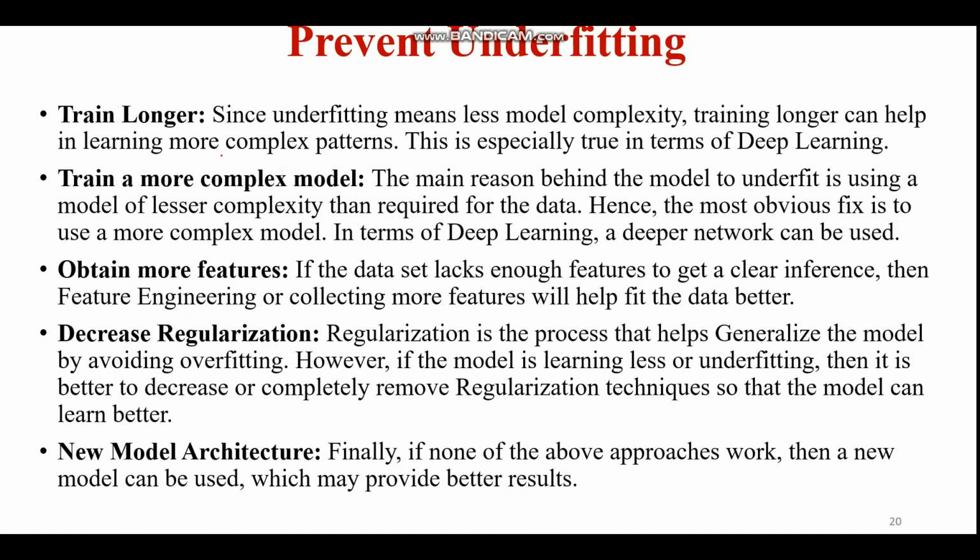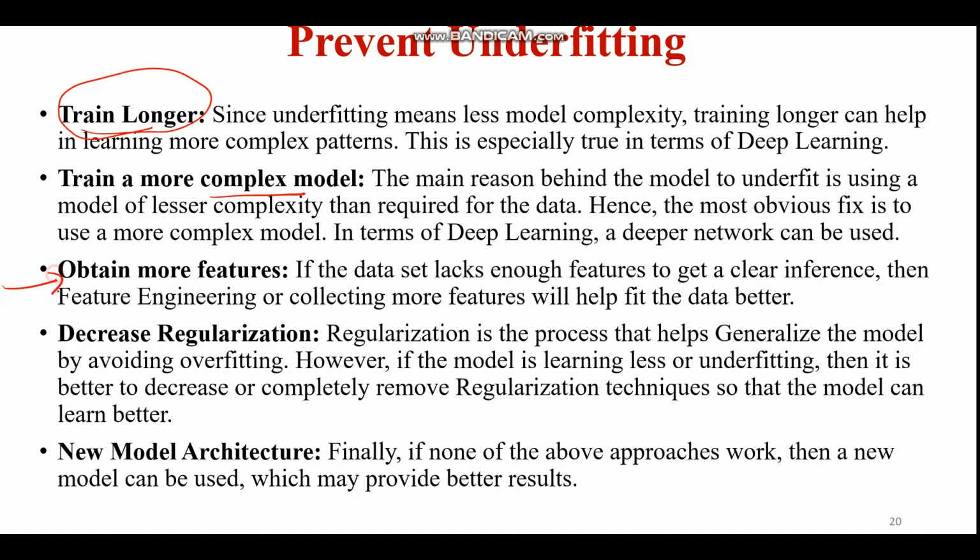So there are various methods. As we know, the problem of underfitting happens because the model has been less trained, or the training is oversimplistic. So to avoid this problem, we can train the model more, and the problem of underfitting can be prevented. And we know that underfitting happens due to the oversimplicity of the model, so we can make the model a bit more complex. The main reason behind a model underfitting is using a model with lesser complexity than the data requires. So it is obvious to fix this by making the model more complex.